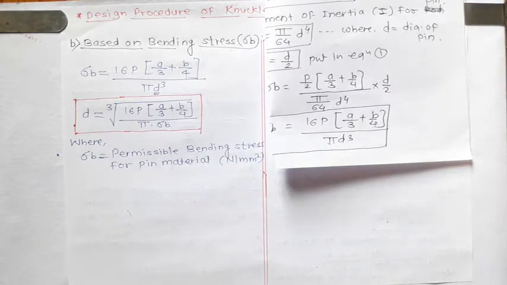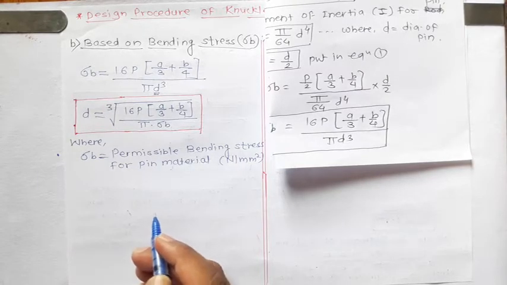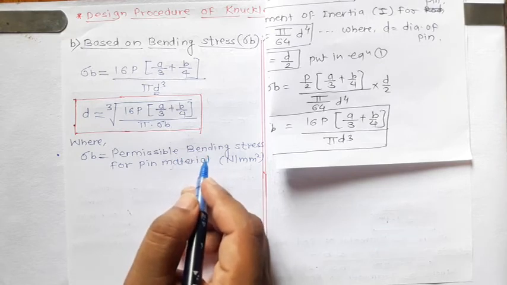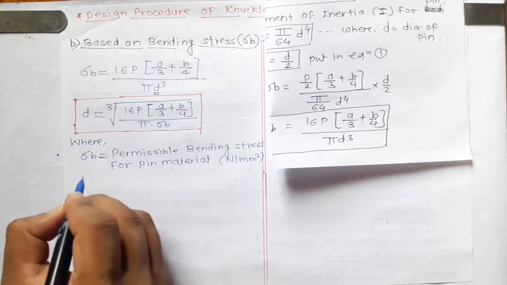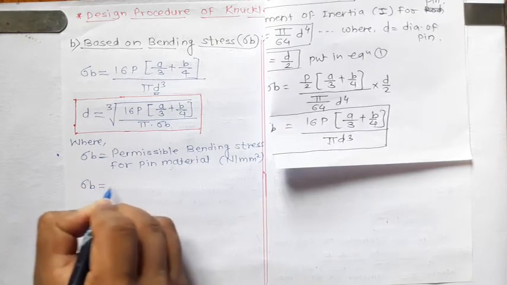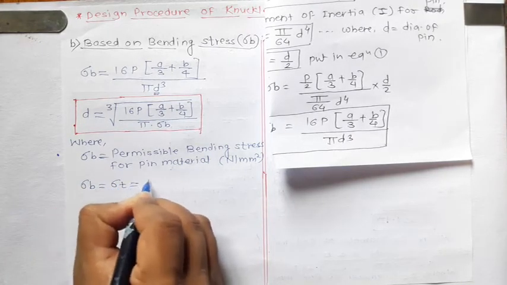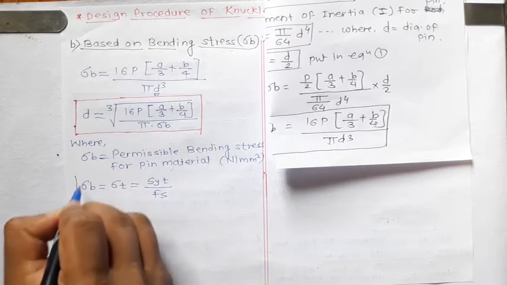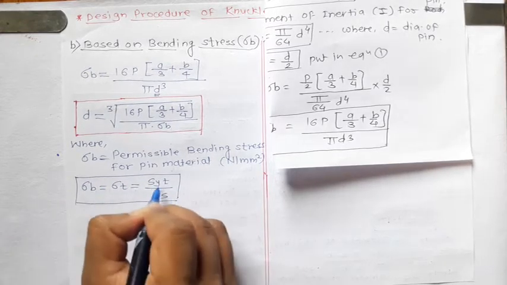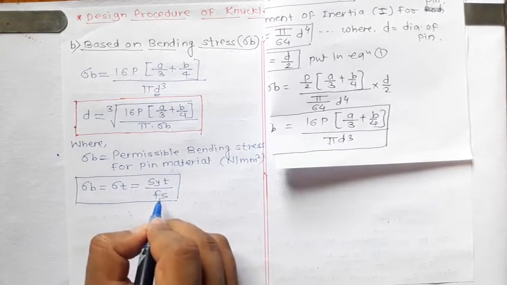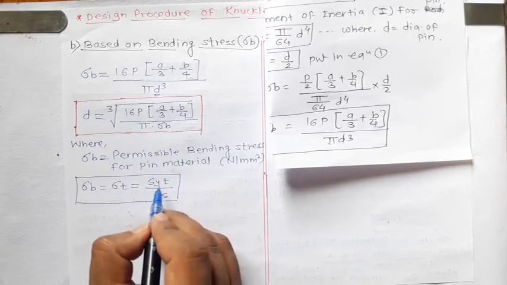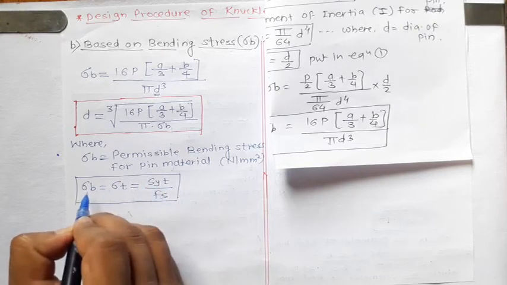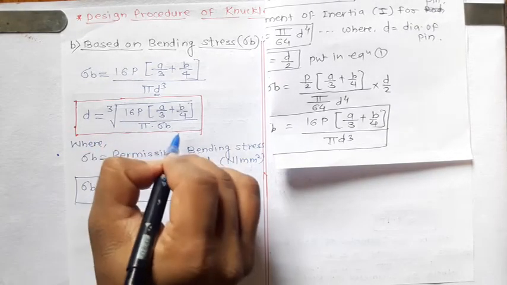And if you remember, we have taken one separate lecture on permissible stresses, how to find out permissible stresses for different materials under different loading conditions. So in that, I have explained that this permissible bending stress is always equal to permissible tensile stress, and permissible tensile stress, we know that it is calculated as SYT upon FS, where this SYT is nothing but the yield strength in tension and FS is nothing but the factor of safety. So in the numerical, you will be given the value of SYT, you will be given factor of safety. So you can easily calculate this permissible bending stress, and we have to put it here.